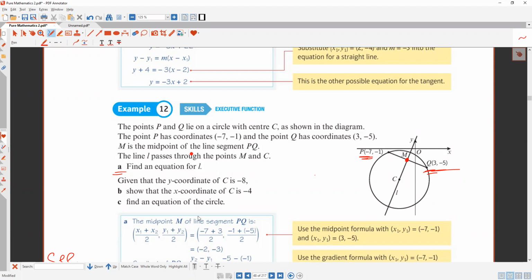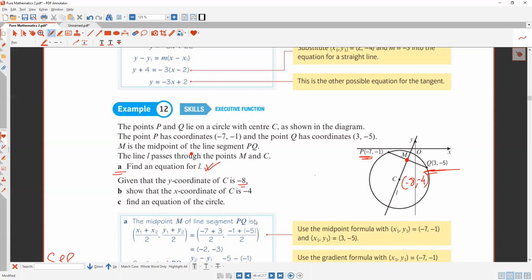Now, given that the y coordinate of C is -8, they ask you to show that the x coordinate of C is -8 and 4 also, so we got that. It's easy: just substitute -8 in the equation which you got in the A part to get the B part answer. Now the C part. They said find the equation of the circle.